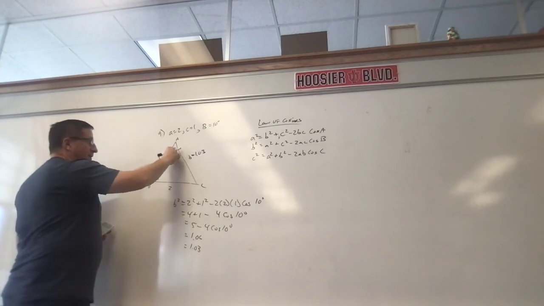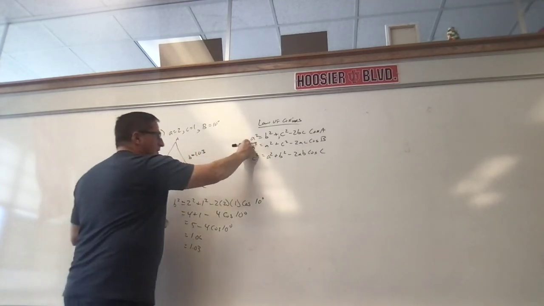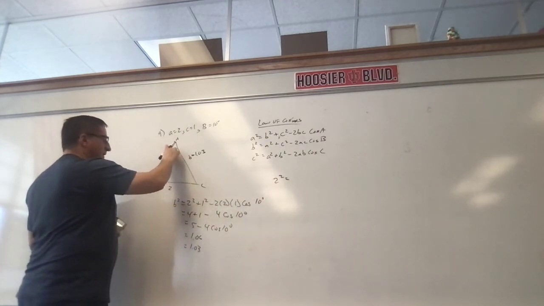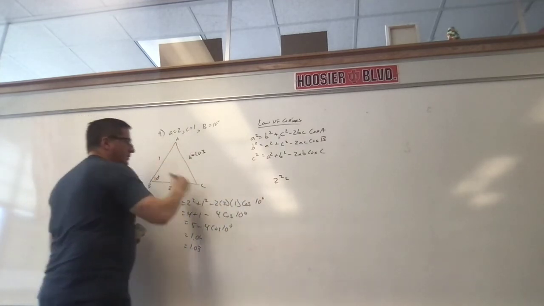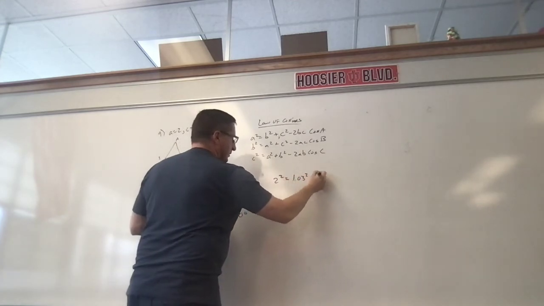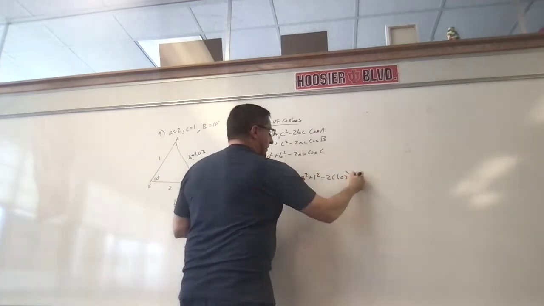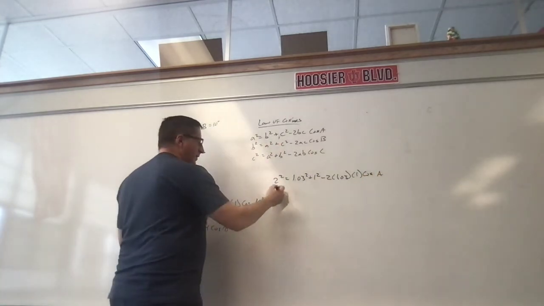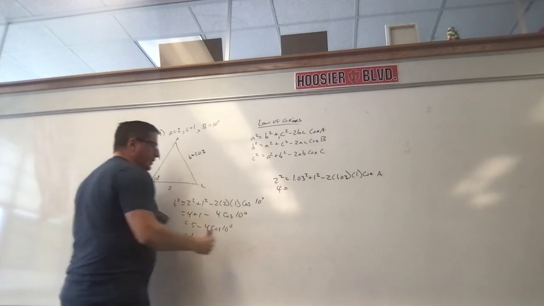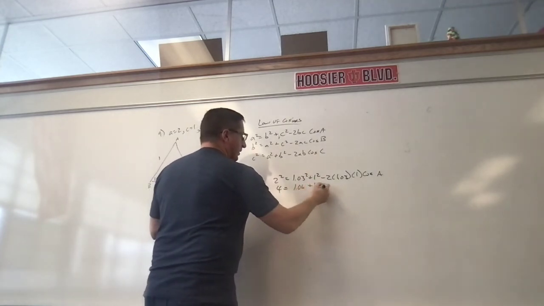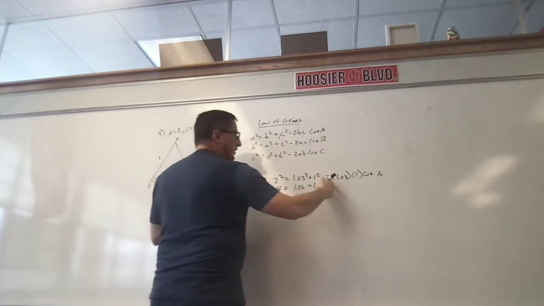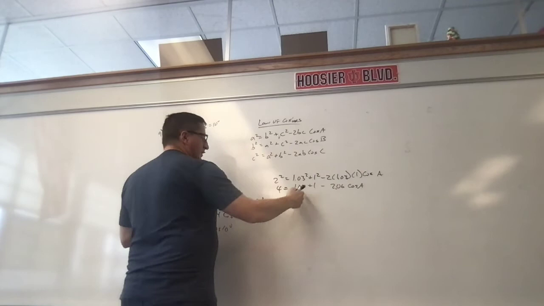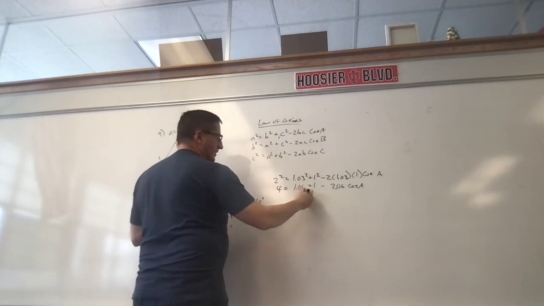It doesn't matter, I'm going to find capital A first. We're going to use this one. So 2 squared equals b squared, which is 1.03 squared, plus 1 squared, minus 2 times 1.03 times 1 times the cosine of capital A. 4 equals 1.03 squared, which is about 1.06, plus 1 minus 2 times 1.03 times 1, which is 2.06 cosine capital A. These add up to 2.06, so I'm going to subtract 2.06.